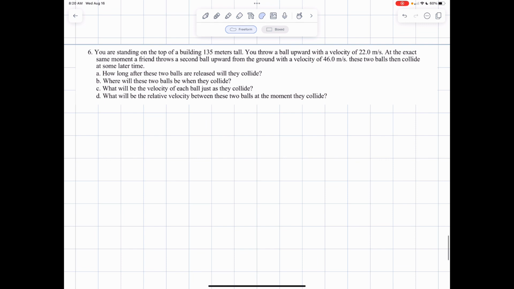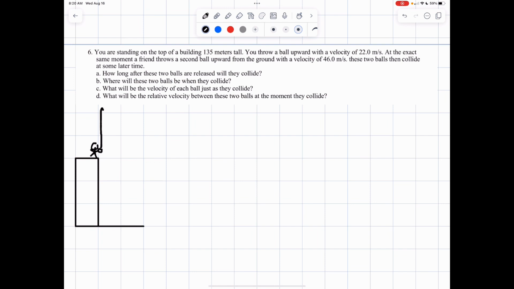Okay, now we really need a picture to sort this one out. So I'm going to draw my building. Okay, so here's you. Throw a ball. It's going to go up and then down again, right? Then there's your friend. Throws a ball up, right? They're not going to collide exactly the way I drew it in the picture, but they're going to collide somewhere between the top ball falling down and the bottom ball going up, most likely, okay?